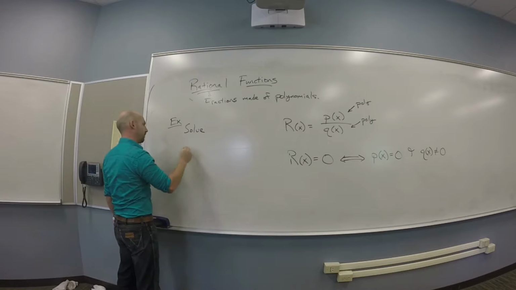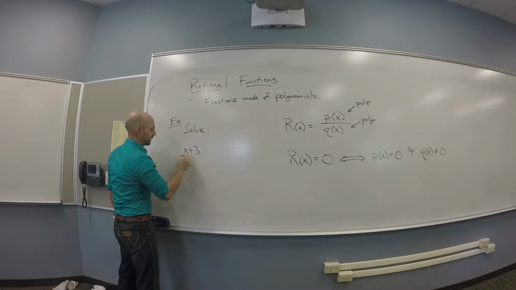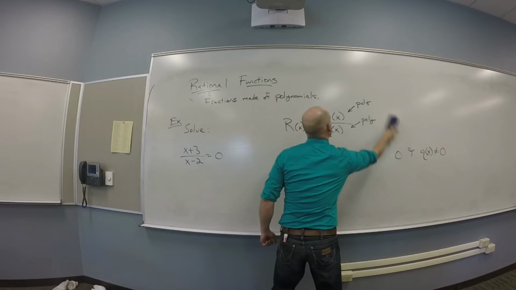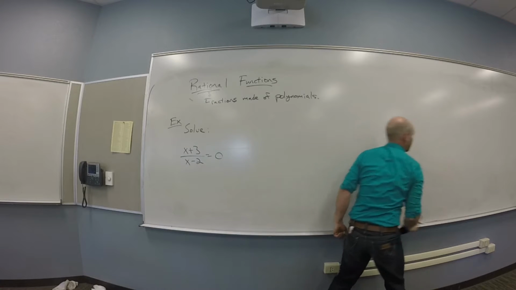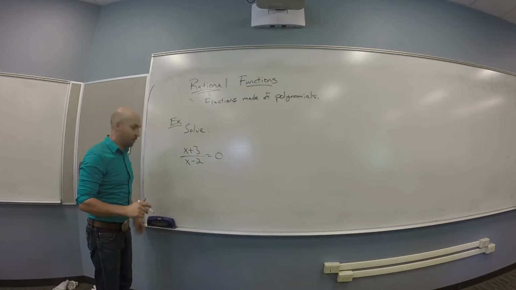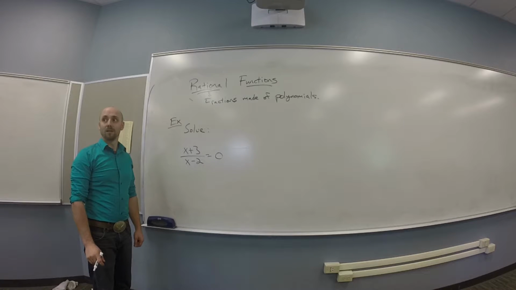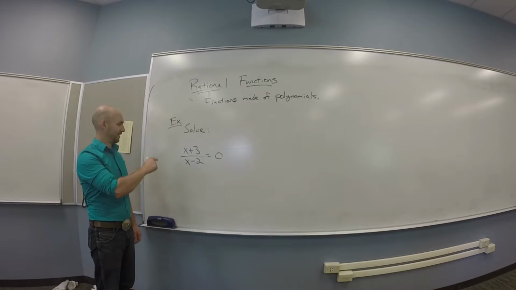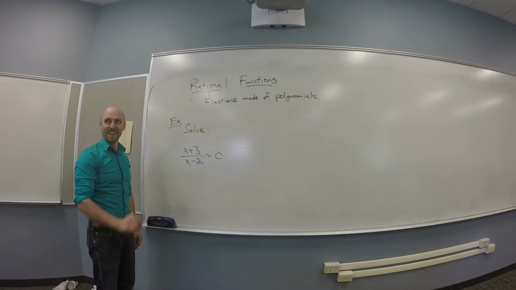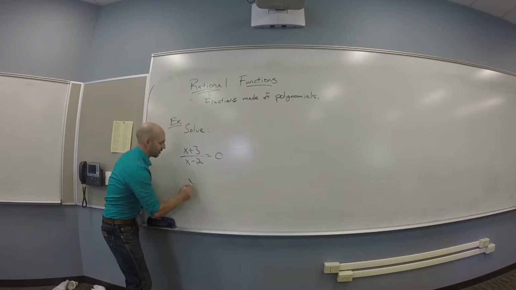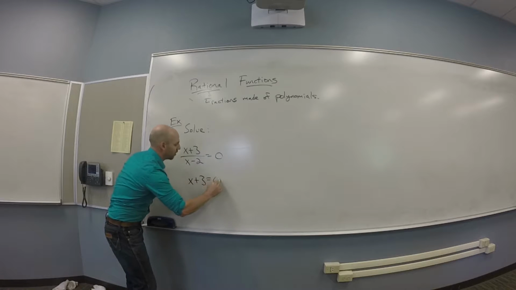Here is an example. Let's say solve (x plus 3) over (x minus 2) equals 0. These are going to come up all the time. When they do, what do you do? You set both the top and the bottom equal to 0. I would probably just set the top equal to 0, but you also want to set the bottom equal to 0 so you can say what x can't be.